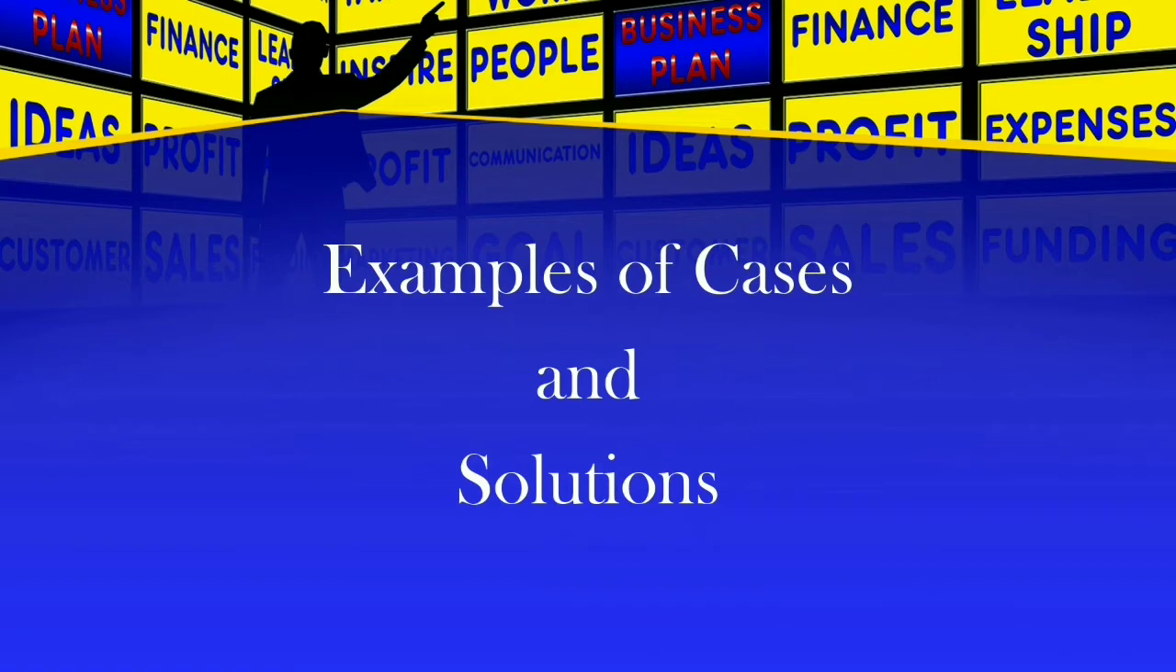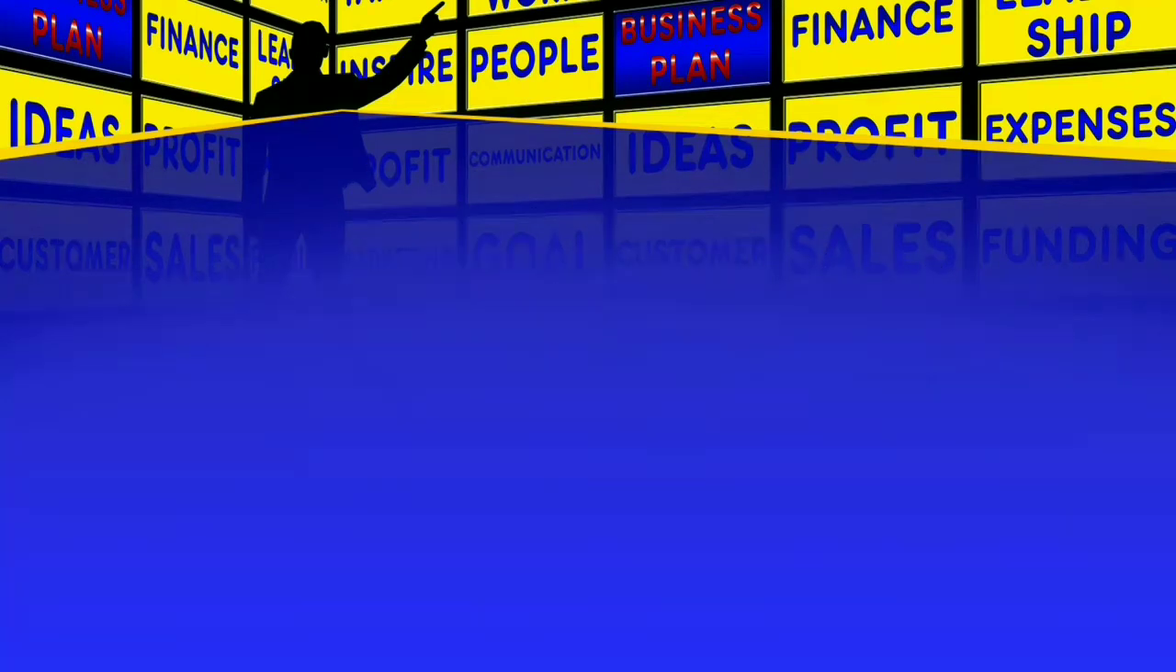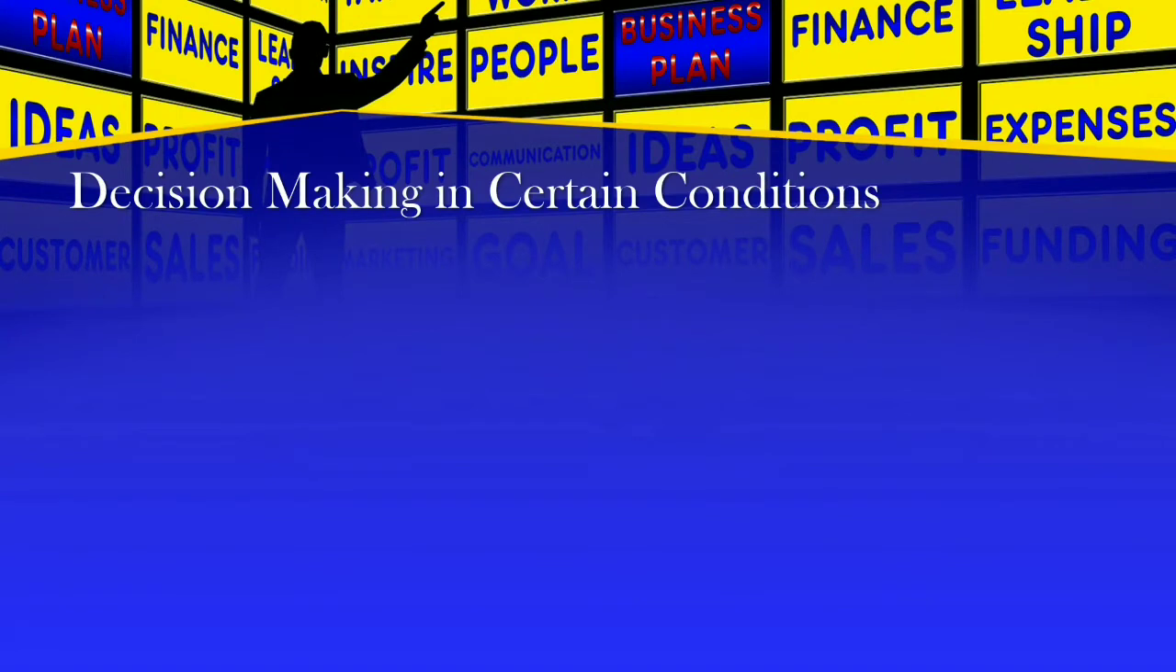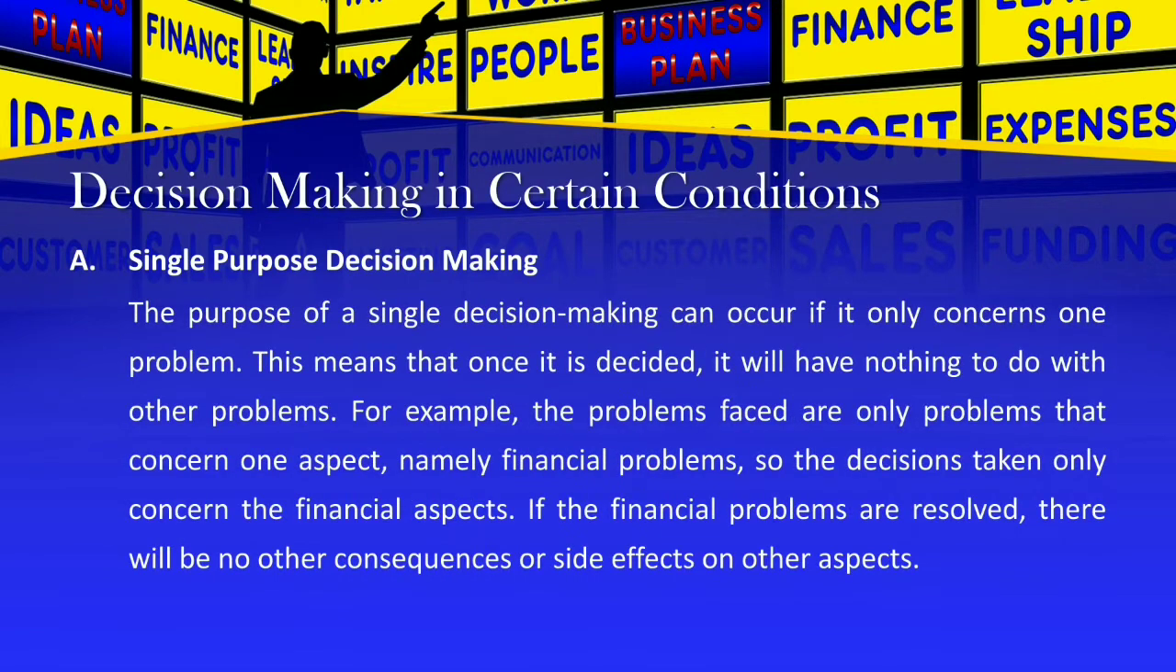Example of cases and solution. Decision making in certain condition. A. Single-purpose decision making. Single-purpose decision making can occur if it only concerns one problem. This means that once it is decided, it will have nothing to do with other problems. For example, the problem faced only concerns one aspect, namely financial problems. So the decision taken only concerns the financial aspect. If the financial problems are resolved, there will be no other consequences or side effects on other aspects.